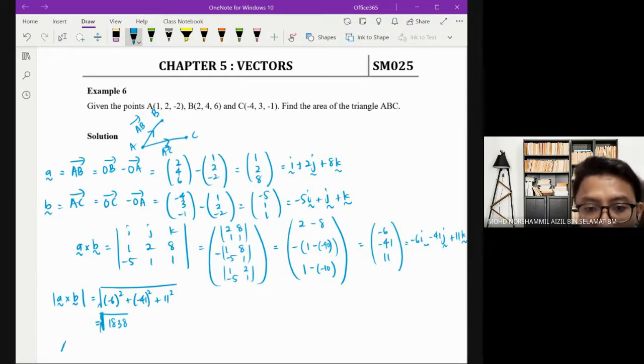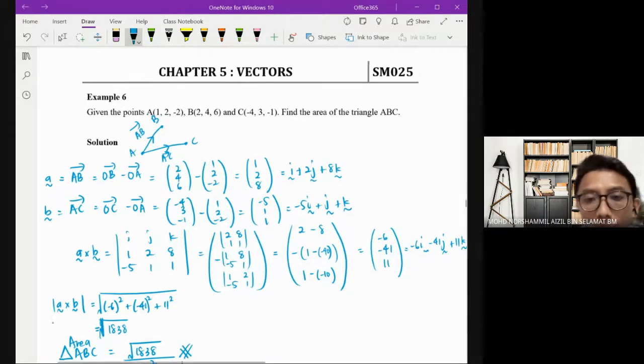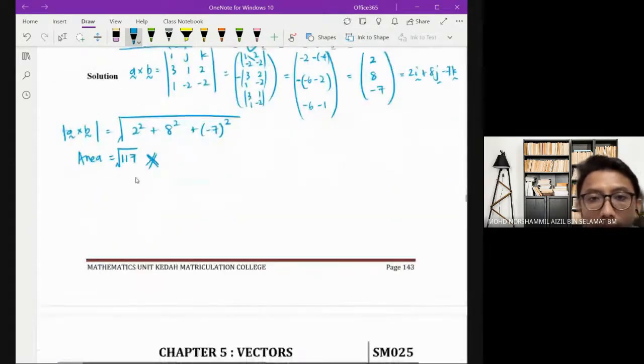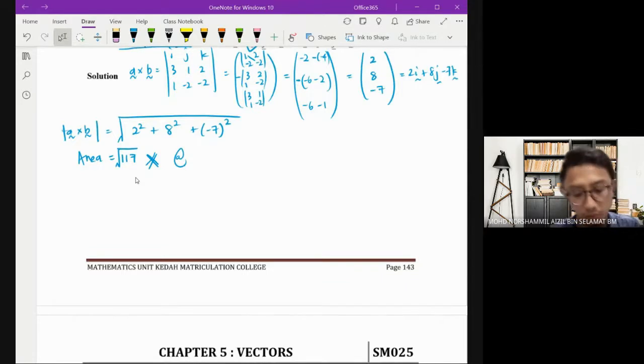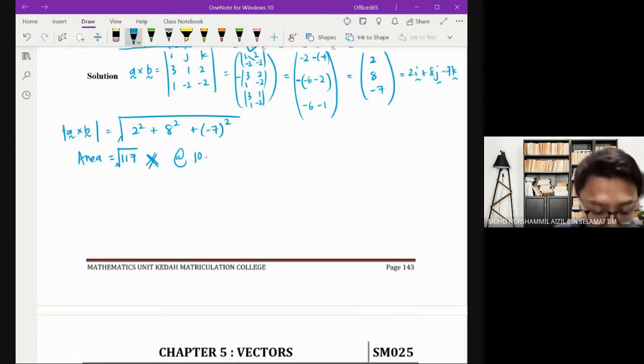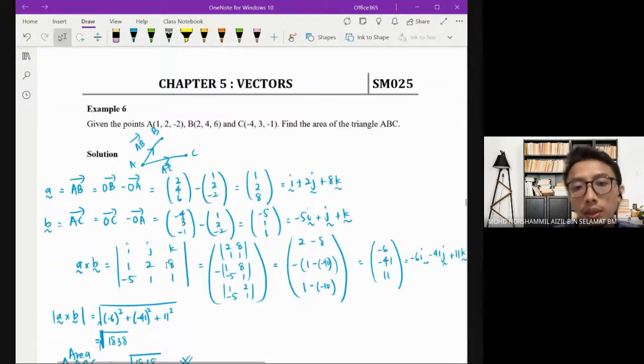The question asking you for area of triangle. So triangle ABC, the area of triangle ABC will be the answer just now all together divided by 2. So this is the answer. Tapi siapa yang nak bagi point pun boleh lah. So kita tengok yang atas tadi. Berapa tadi? Surd 117. Kita bolehlah tulis kat sini 3 decimal places, 10.817. Okay. For the triangle just now.